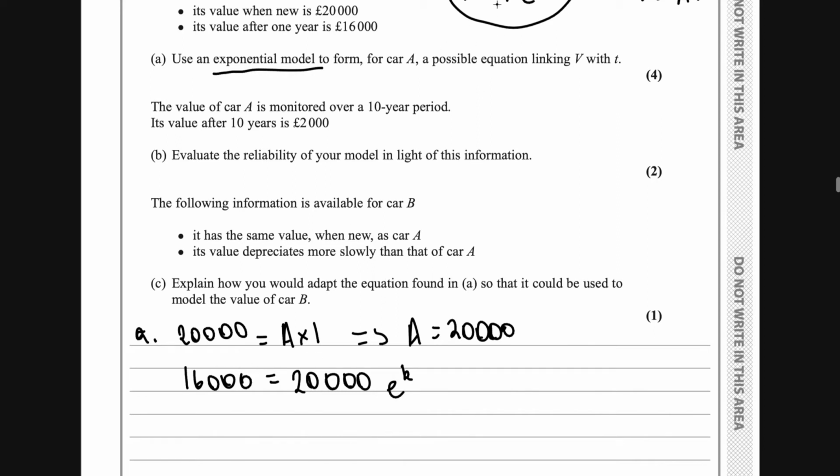Now I mentioned that we use e because it ultimately allows us to use lns. So what I'm going to be doing is taking lns of both sides. So we get ln of 16,000 here, equaling ln of 20,000 here.